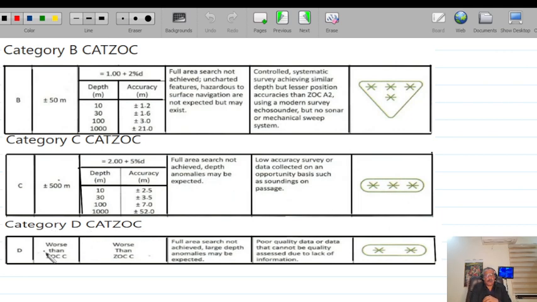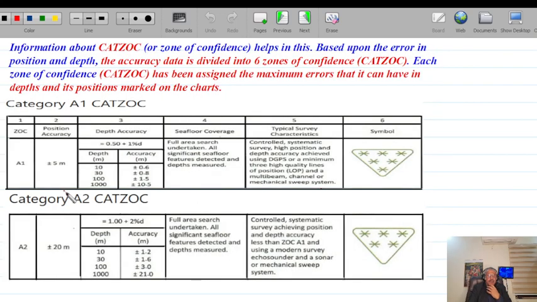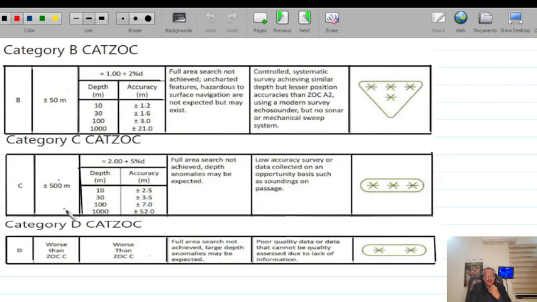Category D CATZOC is worse than CATZOC C. Of course, it's worse than that because here you have depth accuracies and position accuracies of plus minus 5 meters, and in this case, it's worse than CATZOC C. So it's worse than CATZOC C, what has been stated here, that is the depth accuracy and the seafloor coverage, that is the full area search not achieved. Large depth anomalies may be expected. So this is what it is.